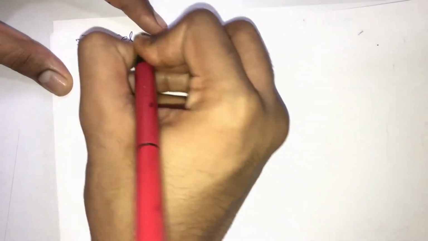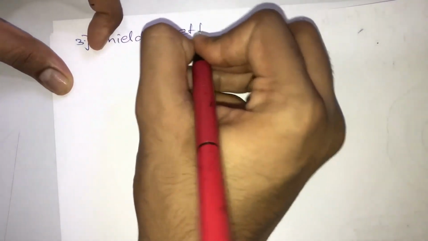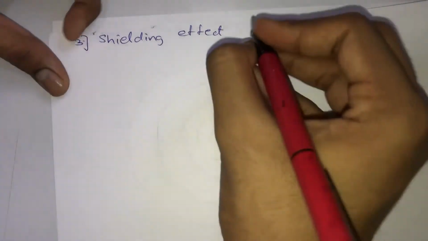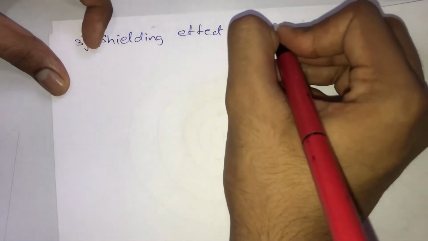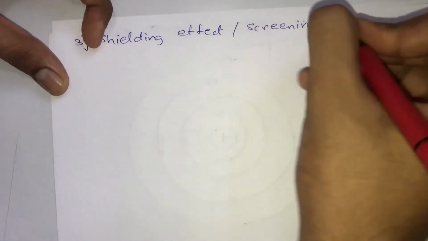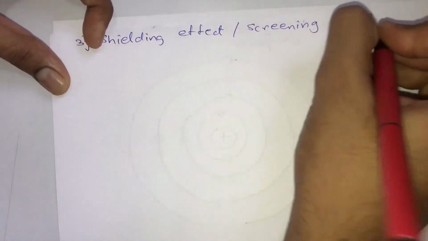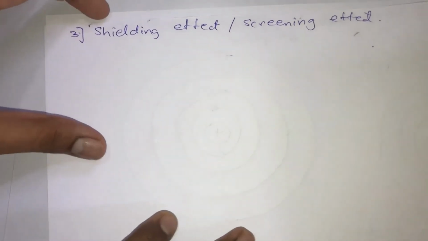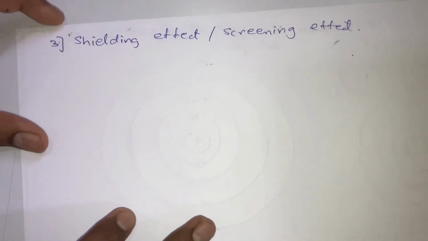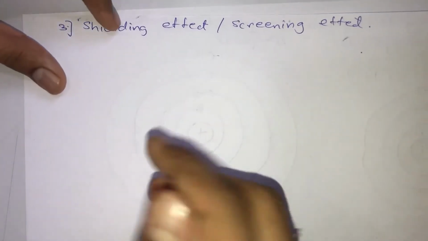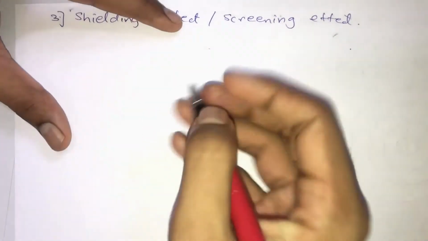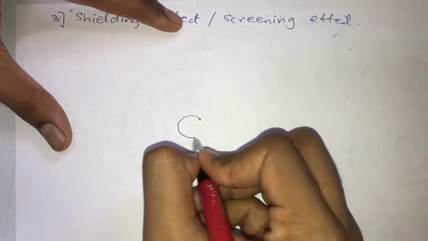nothing but the most important factor actually. You need to understand this. The shielding effect, which is also known as the screening effect. Now, what is this shielding effect all about? Let's understand this. Suppose I consider a sodium atom again.